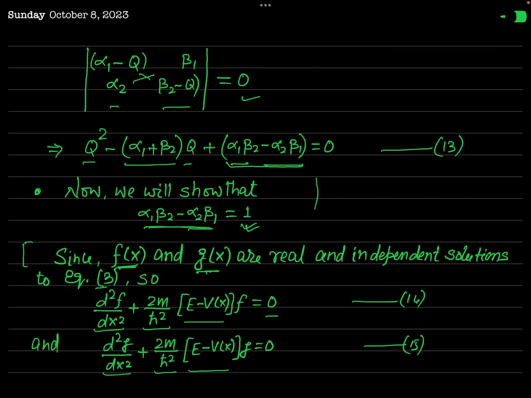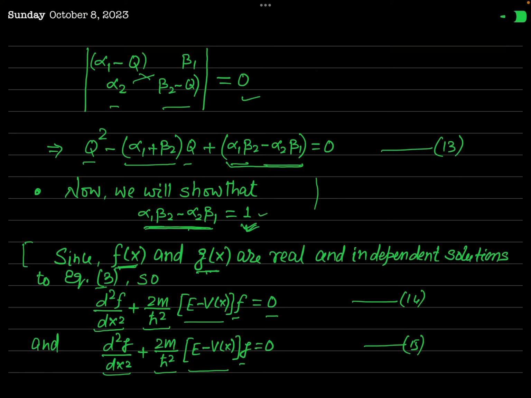Now, as we have to prove some result, that is, we have to prove that alpha 1 beta 2 minus alpha 2 beta 1 is equal to 1. For this, we will have to adopt some mathematical steps, and you have to see this seriously, and by practice you can remember it. Now, see, equation 14 is in terms of the function f, and 15 is in terms of function g. So remember a trick.